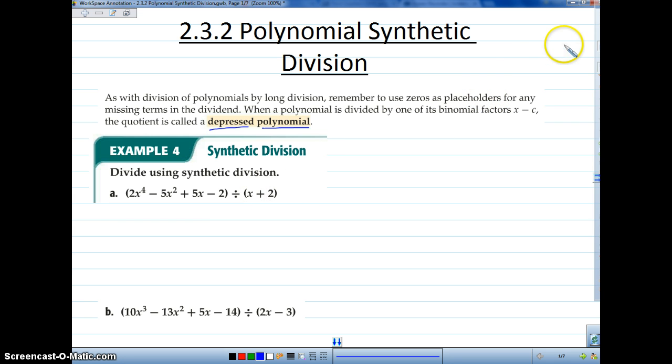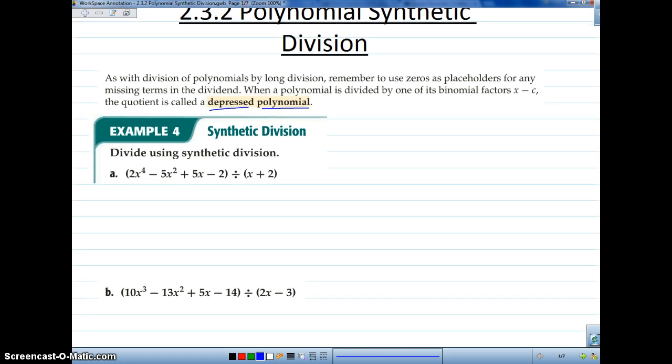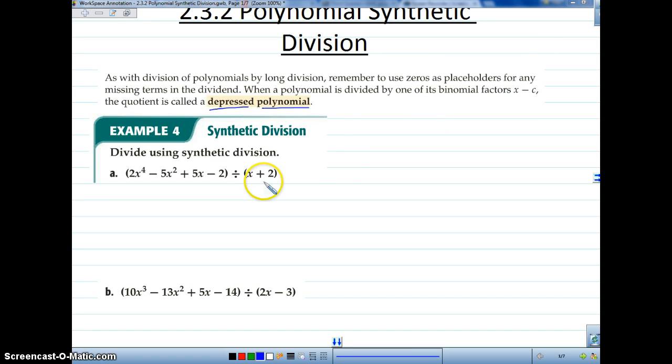The first examples are going to give you the factor to use. Eventually we're going to have to come up with our own numbers to try and synthetically divide. And the most difficult part is that people forget, what number do I synthetically divide? Well, you have to actually take the root of the factor and do the synthetic division with that number. So in letter A here, 2x to the fourth minus 5x squared plus 5x minus 2, we're actually going to be dividing that by the root. Okay? So you first want to find the root that you're dividing out.